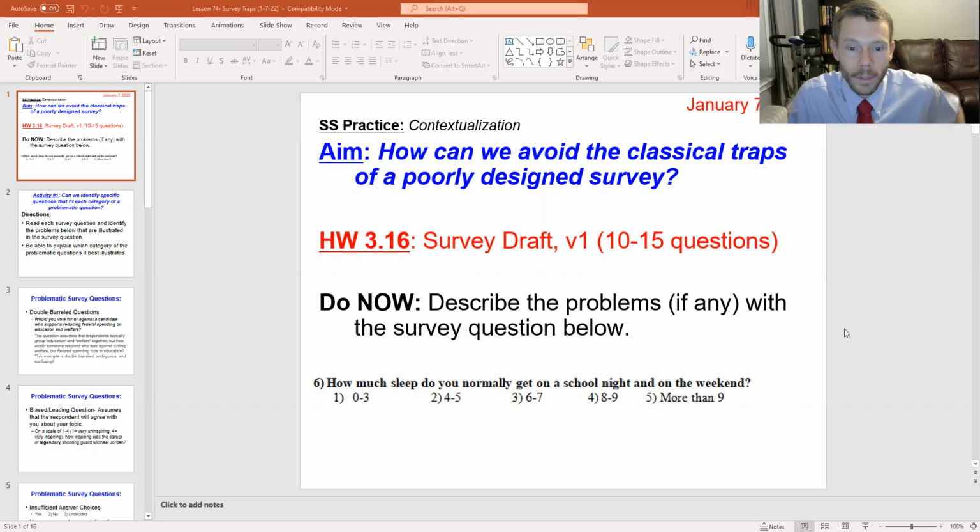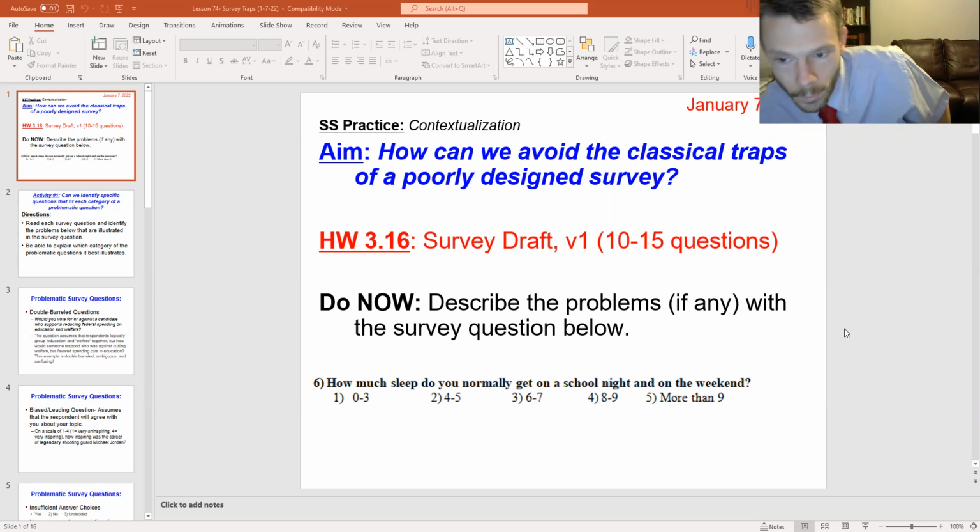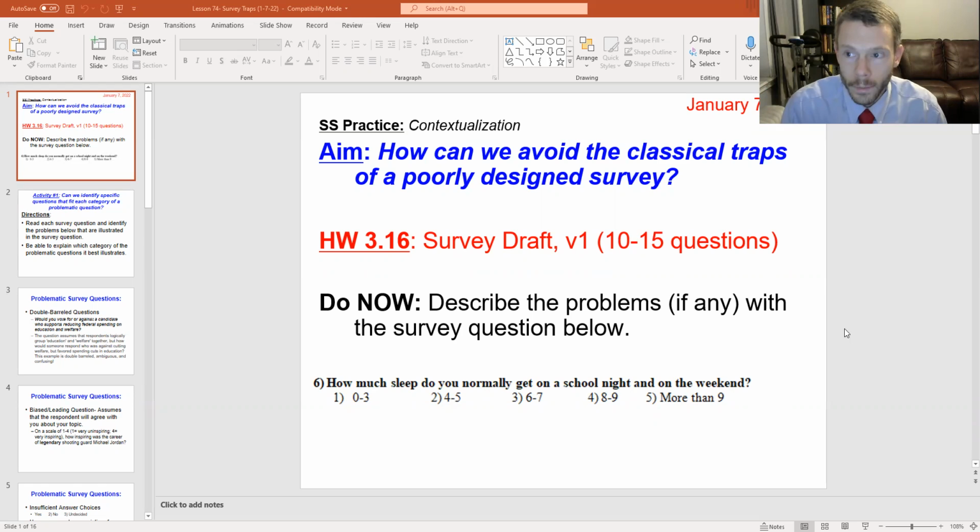The smaller problem is the answer choices, right? 0 to 3, 4 to 5, 6 to 7, 8 to 9, more than 9. So first and foremost, no individual can sleep 0 hours. The human body literally is designed to sleep. If we don't sleep, you would literally die, right? So that's one issue. The other issue is we don't know what the units are. Are we talking minutes? Are we talking hours? The assumption is the student meant to say hours, but it's really not clear.